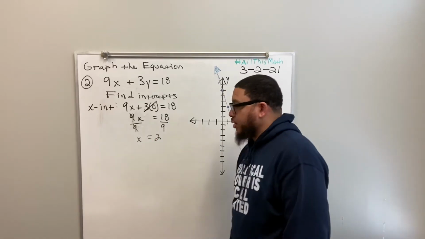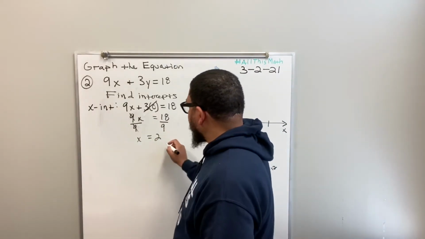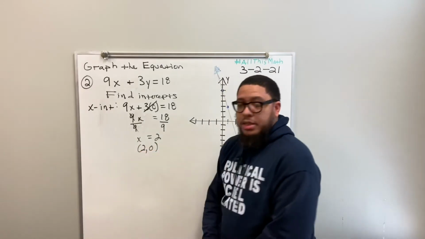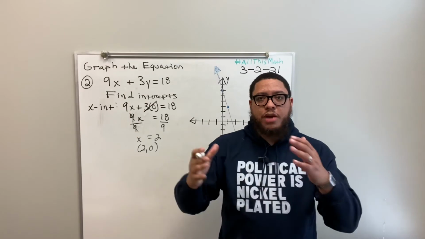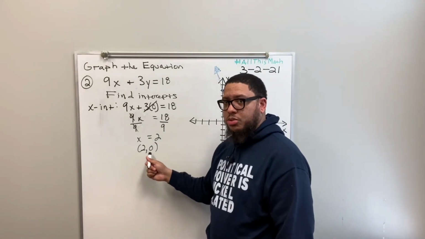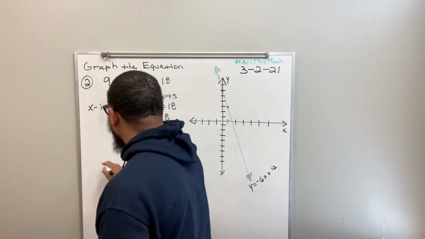So I know my x-intercept. My x-intercept is positive 2. So as a point, it looks like this: (2, 0). Remember, the definition of an x-intercept is the value of x when y is 0. Told you that, right? Now, let's do the same thing to find the y-intercept.